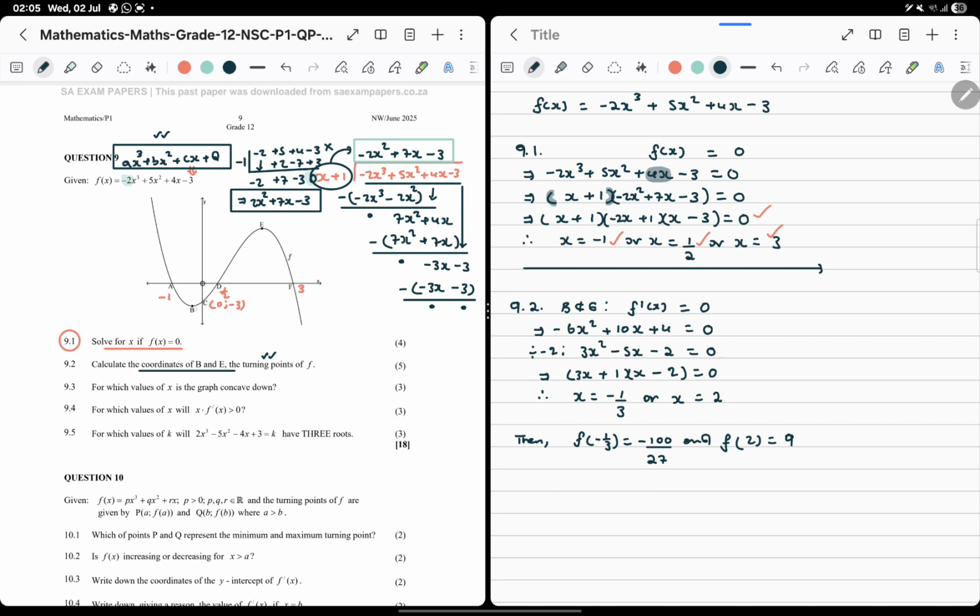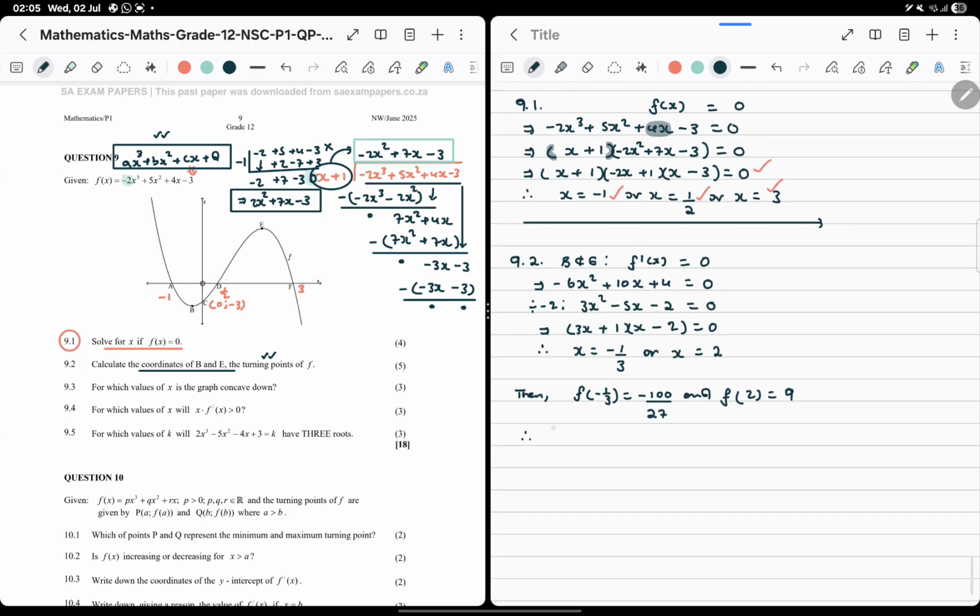Now I can accept these values because I'm expecting a negative y value for b, where this is 1/3, and then I'm expecting a positive y value for e, where it's 2. So this is good. I can make a conclusion that therefore b is going to be minus 1 over 3 and minus 100 over 27. Okay, and E is essentially 2 and 9.